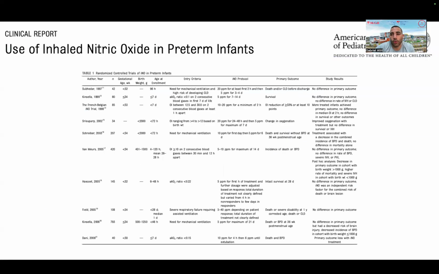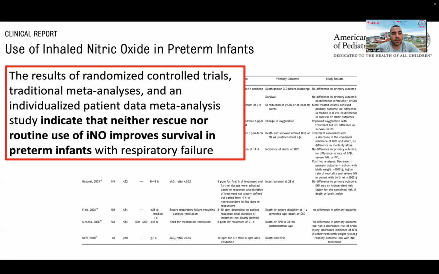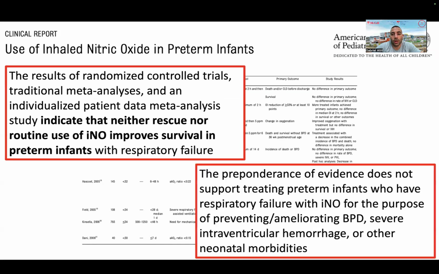We all know the report from the American Academy of Pediatrics, which has outlined the countless RCTs that have been done in INO in the context of prematurity, most of the time trying to see if it would prevent BPD, or in the context of what we call hypoxic respiratory failure. And so the AAP mentions that results from RCTs indicate that neither rescue or routine use of INO improves survival in preterm infants with respiratory failure, and that the evidence does not support treating preterm infants with INO when they have respiratory failure in order to prevent or ameliorate BPD, severe IVH, or other neonatal morbidities.